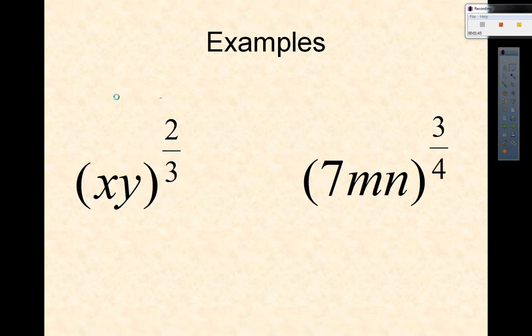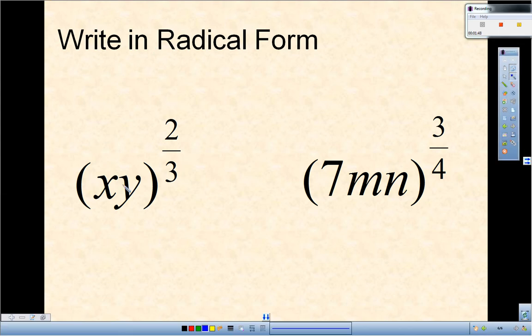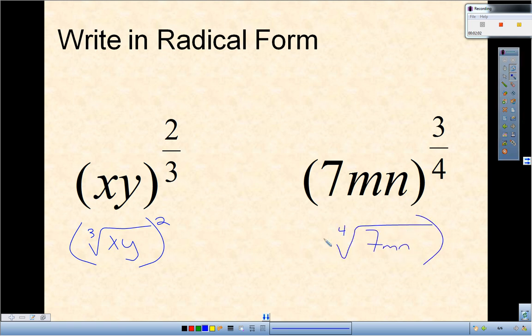Alright? Take a look at some more examples. If I have xy to the 2/3 power, I could rewrite that as the cube root of xy to the second power. Or if I have 7mn to the 3/4 power, I could write that as the fourth root of 7mn to the third power. Those are written in rational exponential form, and I want you to write them in radical form.